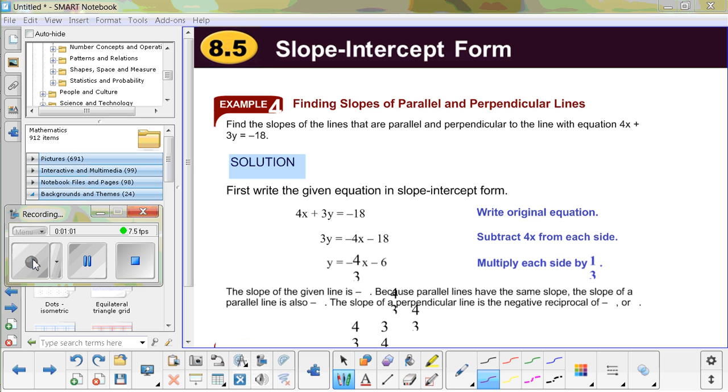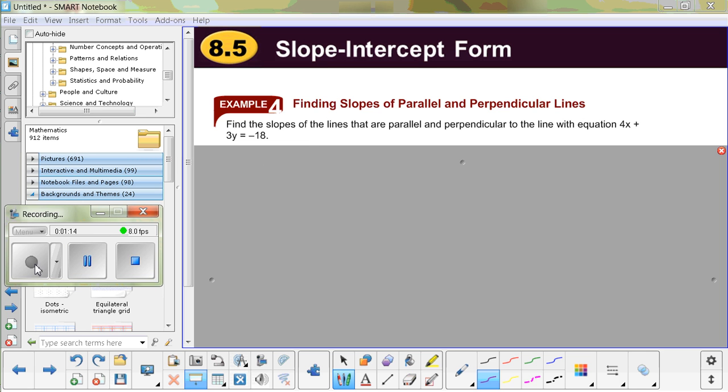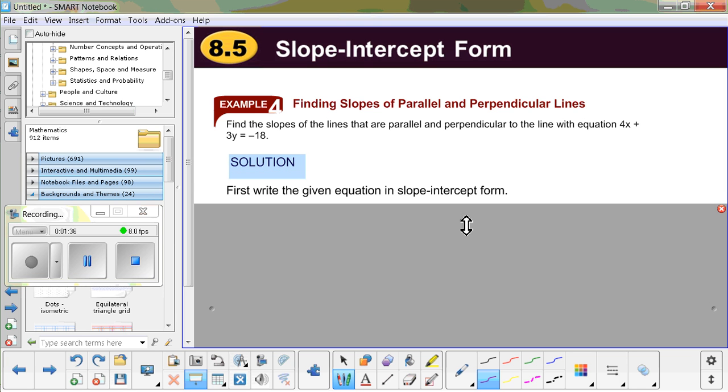Okay, so here's a little practice with finding slopes of parallel lines and perpendicular lines. So if we have 4x plus 3y equals negative 18, we need to set this into our appropriate slope-intercept form. So I would like you to pause for a moment and do that so that you have it as y equals mx plus b, so that we can easily see what our slope is and what our y-intercept is. So pause.